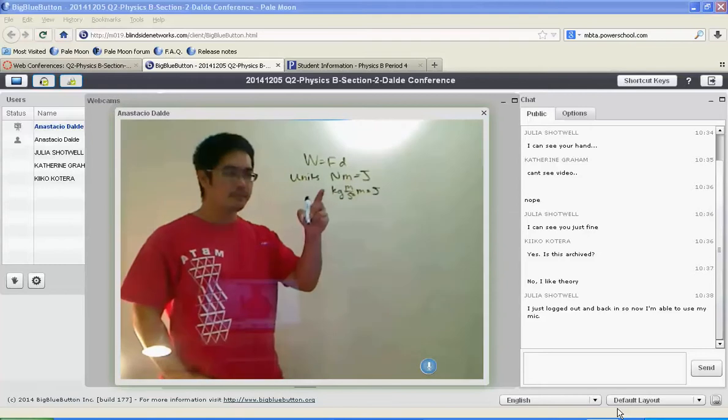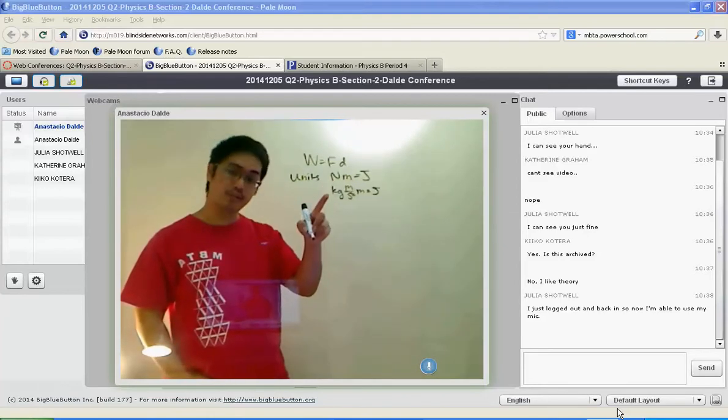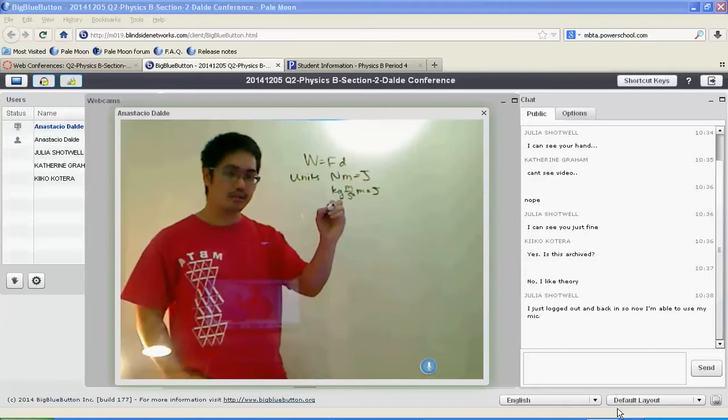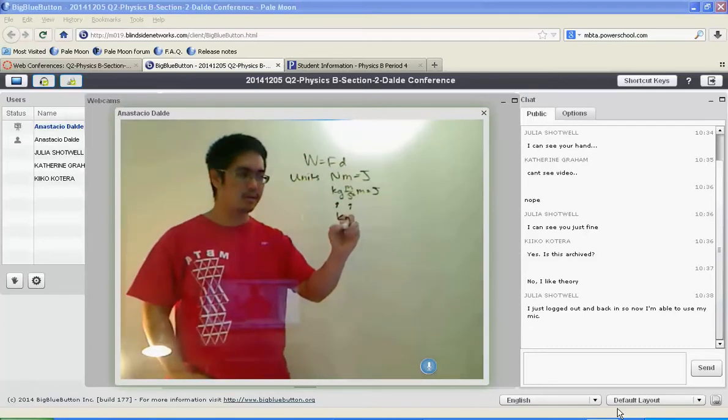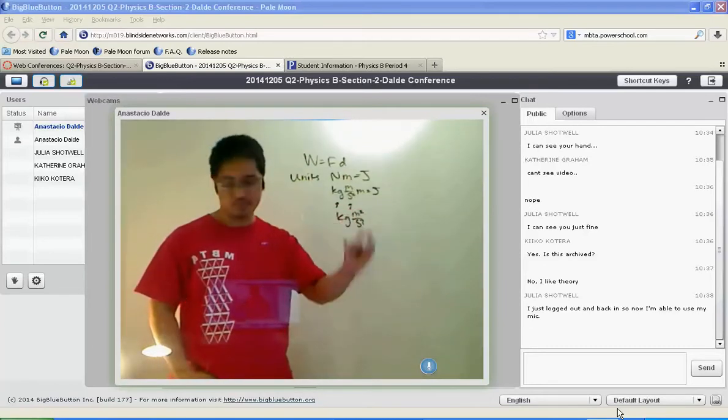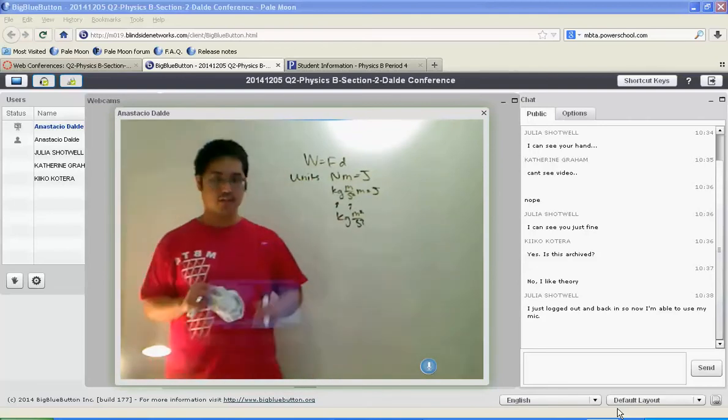Because a newton is a force, and a force is equal to mass times acceleration. Kilograms is mass, and acceleration is meters per second squared. So it's also known as a kilogram meter squared per second squared. I'm just looking at the units here. Am I freaking anybody out yet?